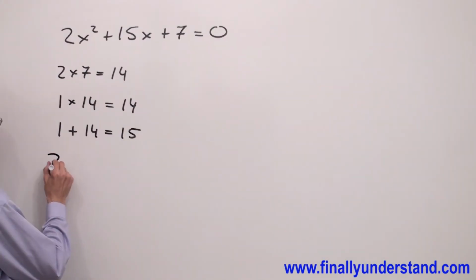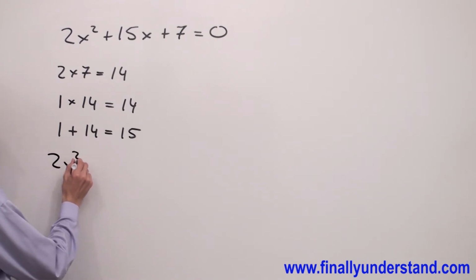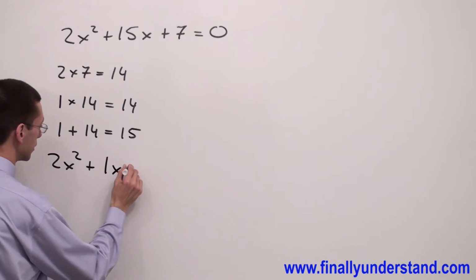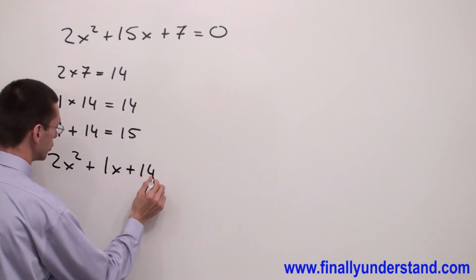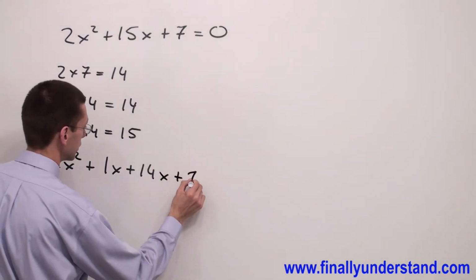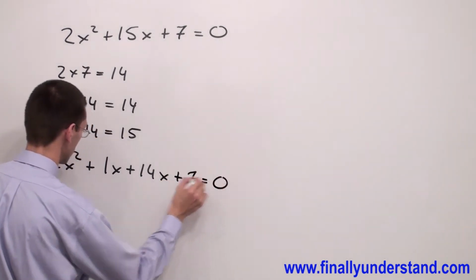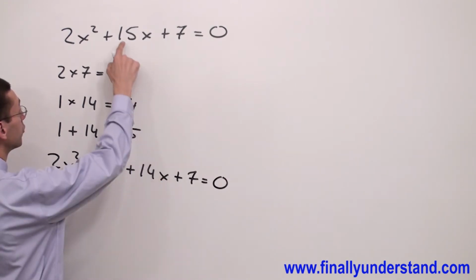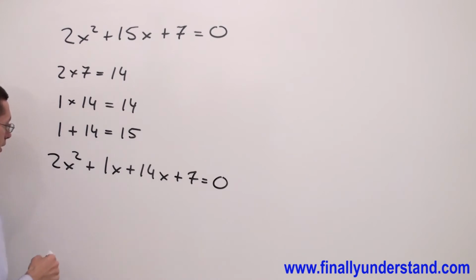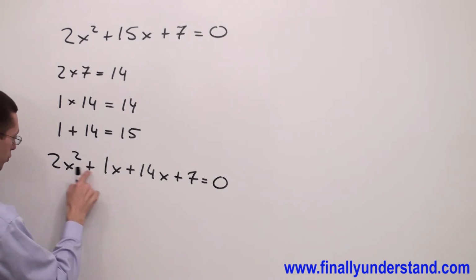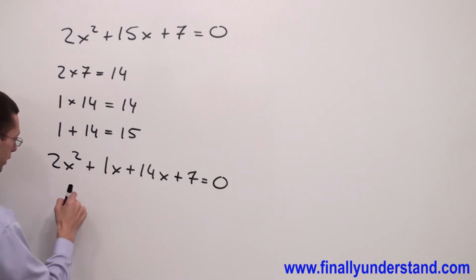I have 2x squared plus 1x plus 14x plus 7 is equal to 0. 1x plus 14x is equal to 15x. Next, I'm supposed to perform factorization. I can factorize from these two terms x.